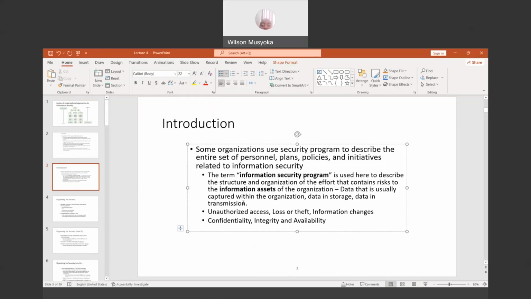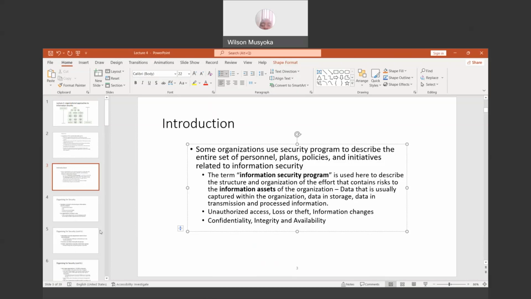And we were talking about data in storage, data in transmission, as well as processed information. So when we are looking at the information security program, those are the aspects we are looking at in terms of information assets. And it can be applied in any organization in whatever way we are looking at. But mostly we are looking at these three aspects.